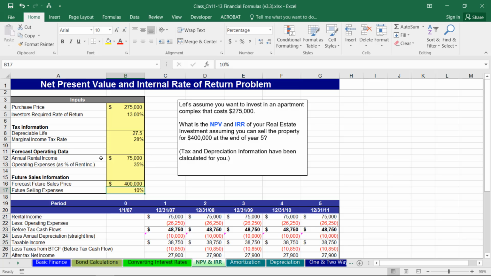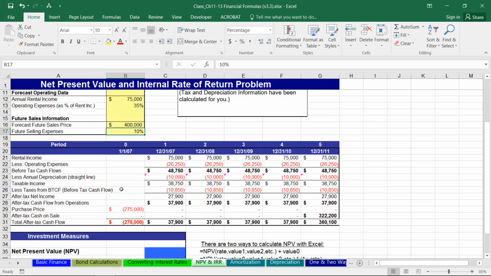We want to know what the net present value and the internal rate of return will be for this real estate investment. Hopefully in the past you've created a table similar to this, where during the years 1 through 5 we put in the rental income, less operating expenses, that's the 35% of the rental income, and this is before tax cash flows. Next, we take depreciation.